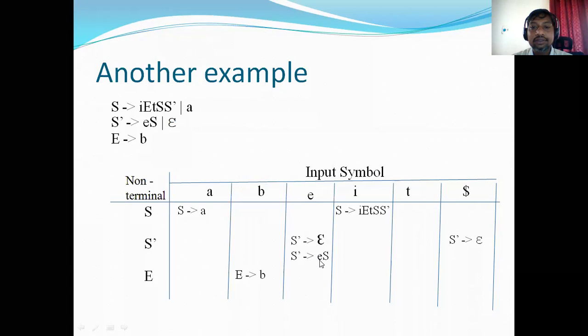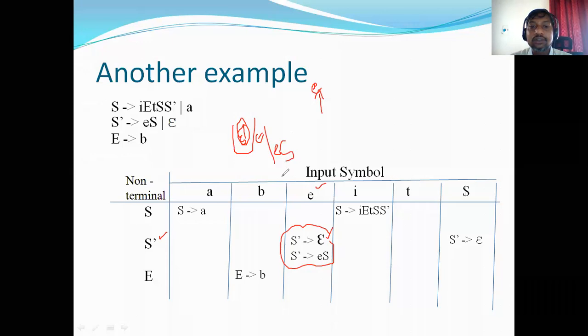If there are two production rules, as you can see here, in the entry corresponding to S dash with E, whenever S dash is on top of the stack and the current input symbol is E, we don't know whether we have to expand this with epsilon or apply ES.